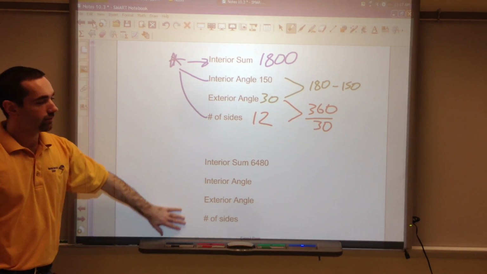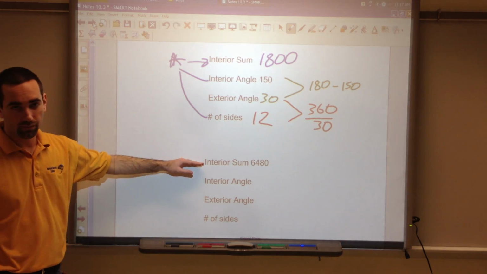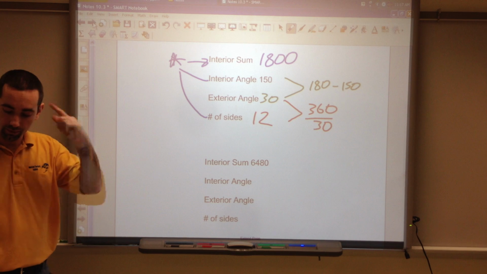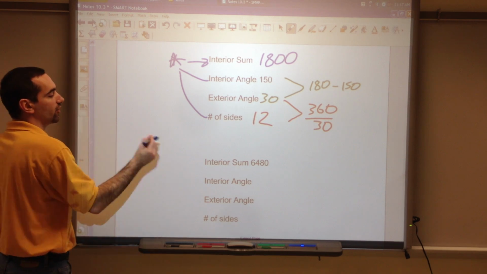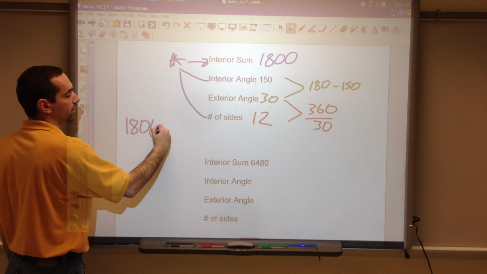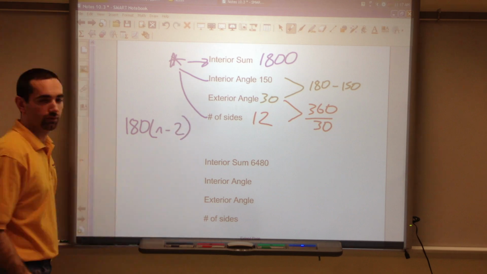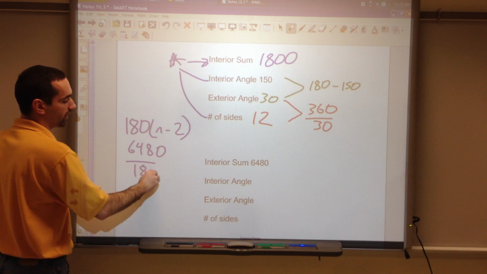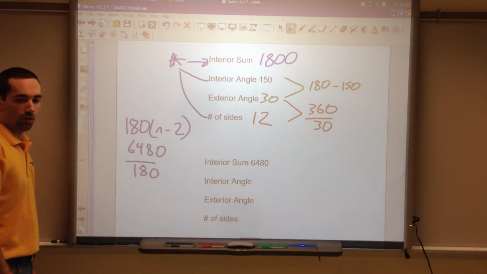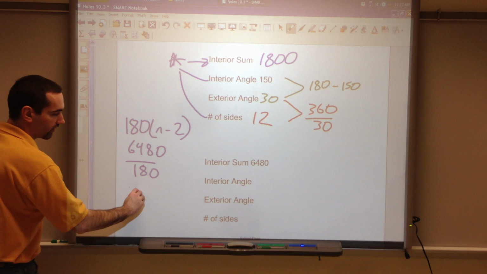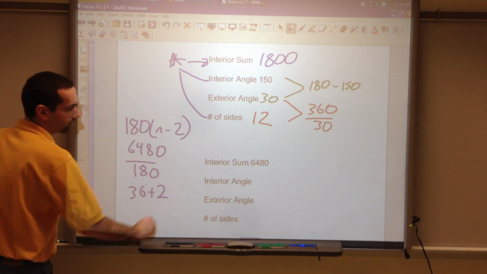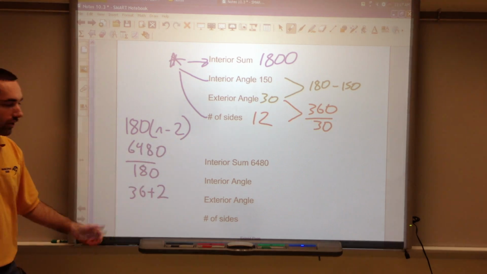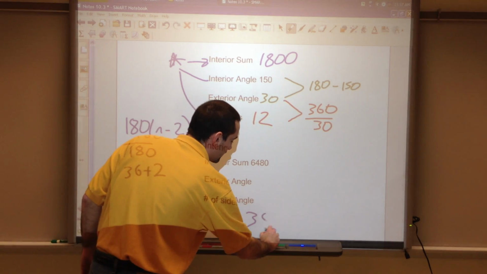Now here, I have the interior sum. I have to take a little bit of break from my equation here and think back to what we originally did. The interior sum is 180 times n minus 2. So I take 6480, divide by 180, and I get 36. I add 2, because I'm doing the opposite. N minus 2, so I got to add 2. So I get 38 sides.